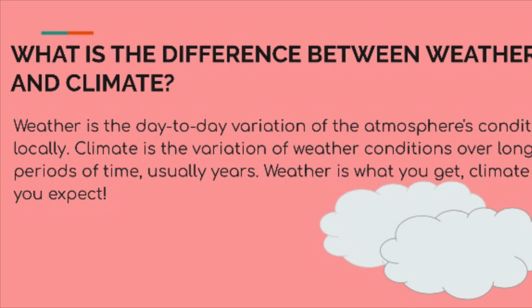So the big idea is, what is the difference between weather and climate? To sum it up, weather is a day-to-day variation of the atmosphere's condition locally, while climate is the variation of weather conditions over long periods of time, usually years. So again, weather is not permanent, while climate is, at least for a long period of years.